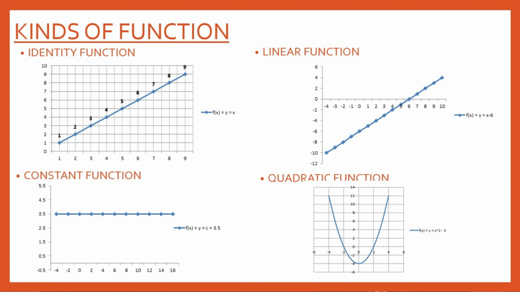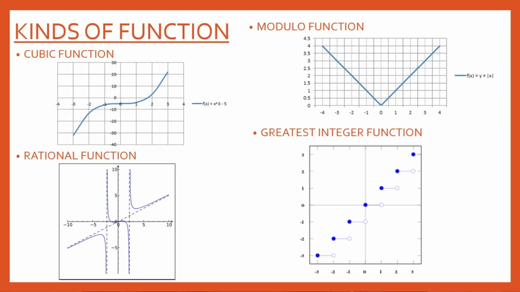Linear function. This is a function that has a degree of 1. The diagram shows f of x or y is equal to x minus 6. Next, quadratic function. You can see there that the quadratic function is y is equal to x squared minus 4, a parabola facing upwards. Next, we have a cubic function. A cubic function, f of x is equal to x cubed minus 5 is shown in the diagram.